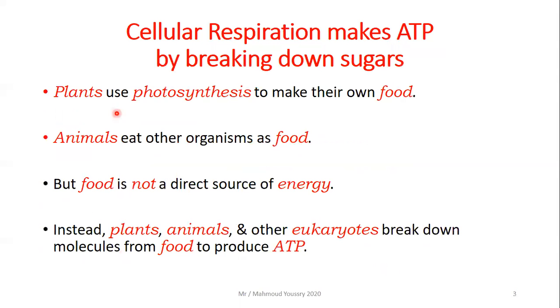So let's start. The first key concept is cellular respiration makes ATP by breaking down sugars. Plants use photosynthesis to make their own food, and animals eat other organisms as food. But food is not a direct source of energy. Instead, plants, animals, and other eukaryotes break down molecules from food to produce ATP.